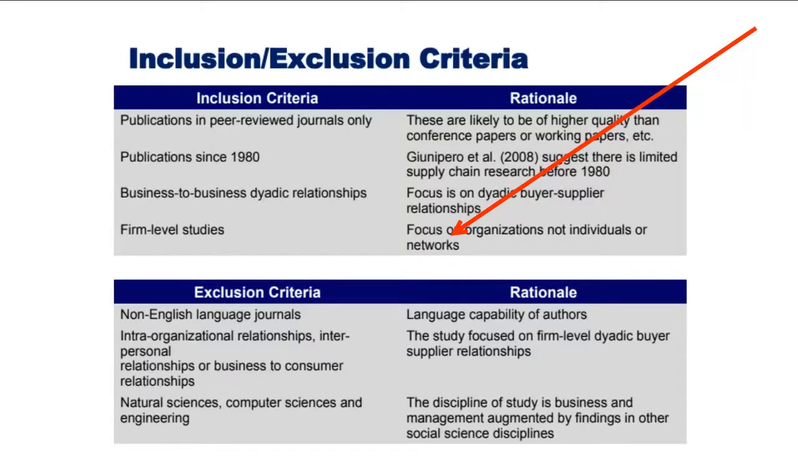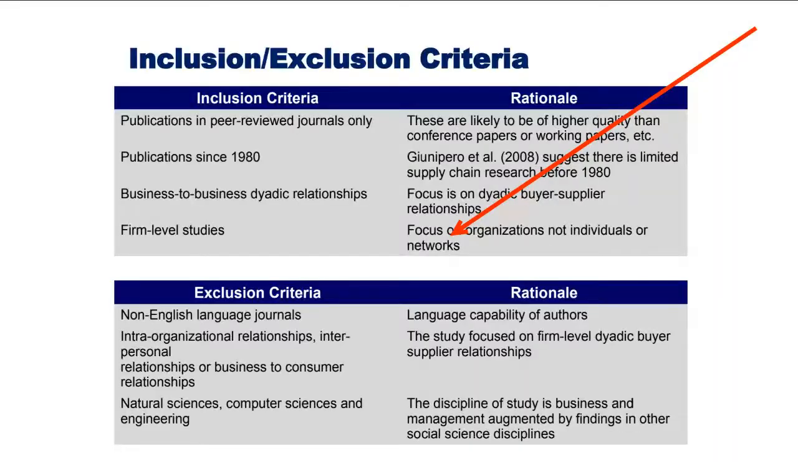Anything which you mentioned in that column which says "and not" can also be mentioned here. For example, they do not want to include articles which are talking about natural sciences, computer sciences and engineering. That's why they have said that the discipline of this study is business and management, so these are not related to our work. Just provide this rationale. This will raise the quality of your work to a different level. It is very important to demonstrate and justify why you have used the inclusion and exclusion criteria.